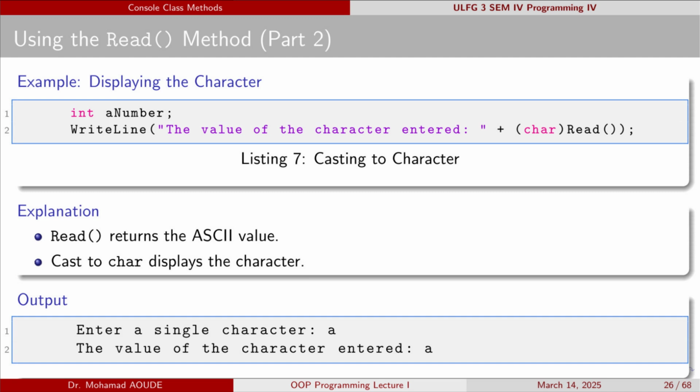Now sometimes you want to see the character itself instead of its numeric ASCII code. In that case, you simply cast the result from Read into a char type, like this: (char)Read. This way, when the user enters A, the program outputs the actual letter A, not its number.